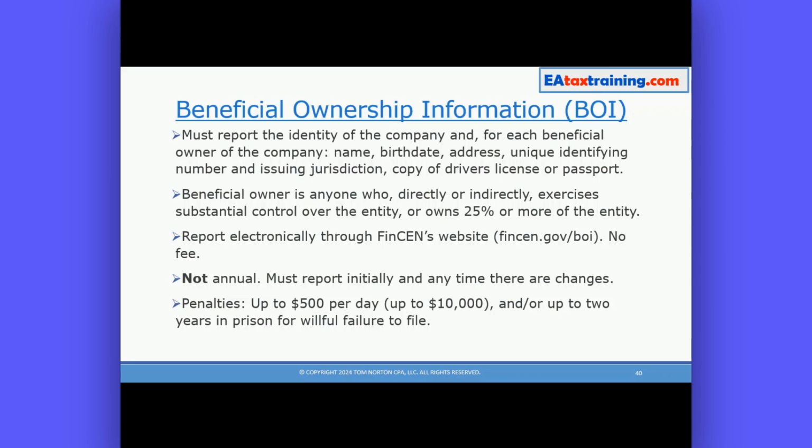This is done electronically and only electronically through FinCEN's website, and there is no fee. So again, if you're out on the internet looking for this and somebody wants to charge you a fee, that is a scam.